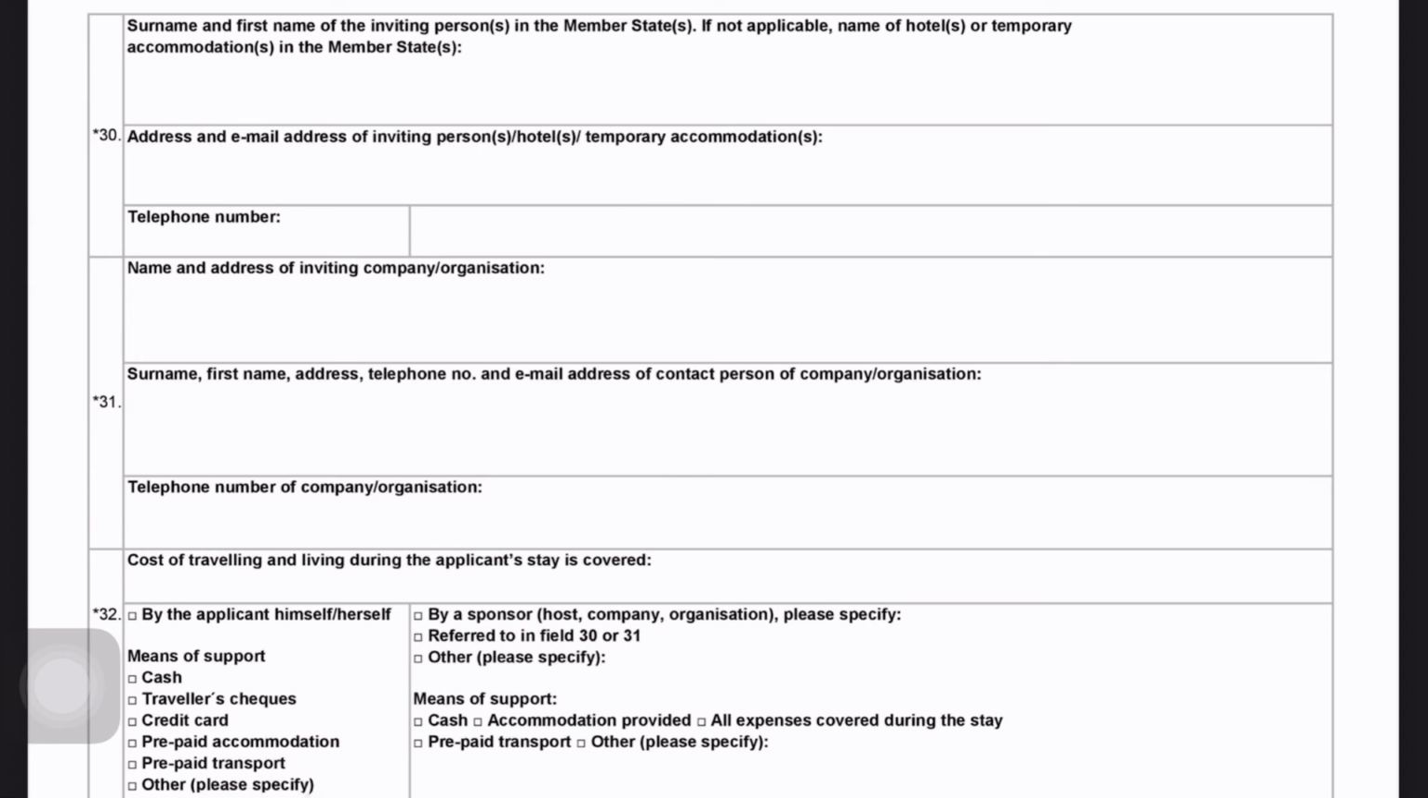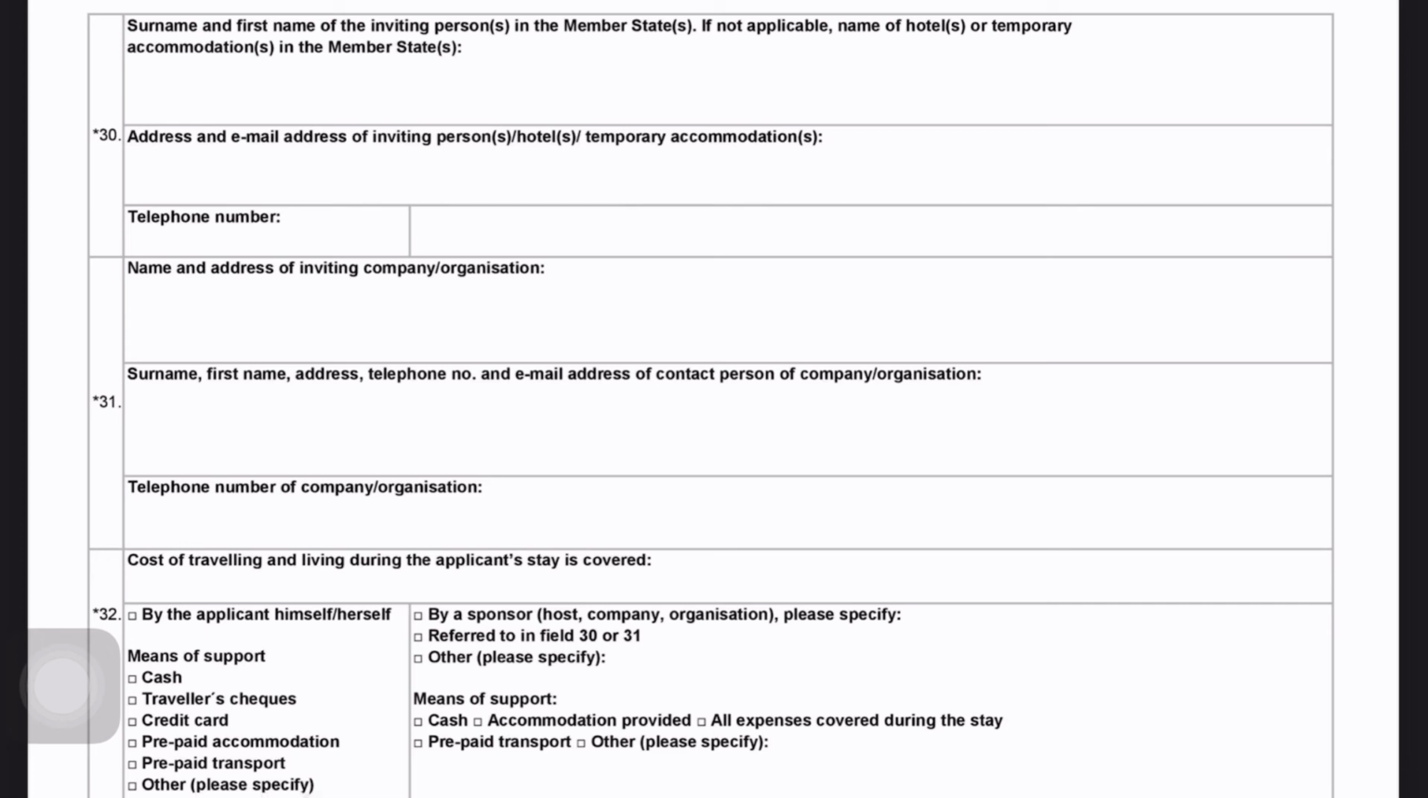Alright. And you have to mention their contact number and name, as well as the address of the person who is providing you accommodation. And 31st: surname, first name, address, telephone number and email address of the contact person from the company. So where you are going to get employment, the company name, the person who is going to be the contact person from the company, the email address and the contact number. So you have to mention everything there.